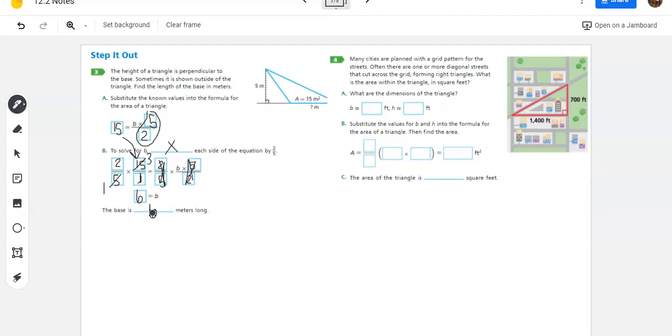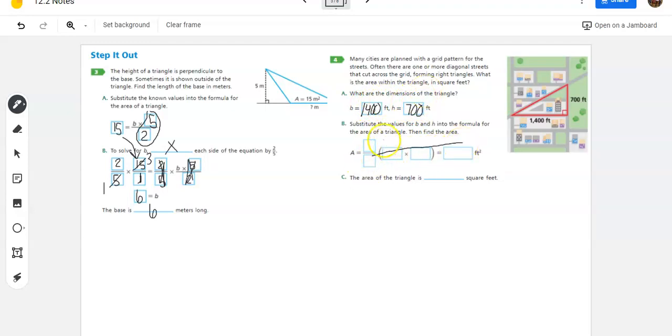And number 4. Many cities are planned with a grid pattern for the streets. Often, there are one or more diagonal streets that cut across the grid, forming right triangles. So that's what we got right here, and we're going to find the area. The base, we're going to say is 1400. The height is 700. Now, it's not the end of the world if you flip-flop these because you will end up getting the same answer.